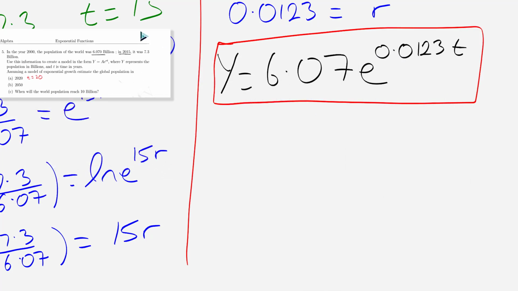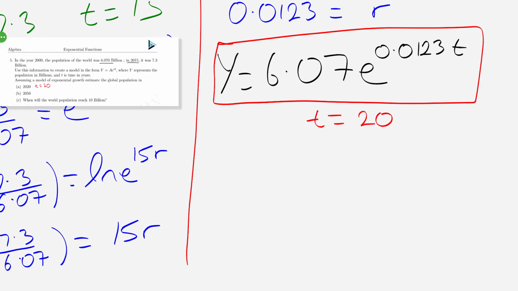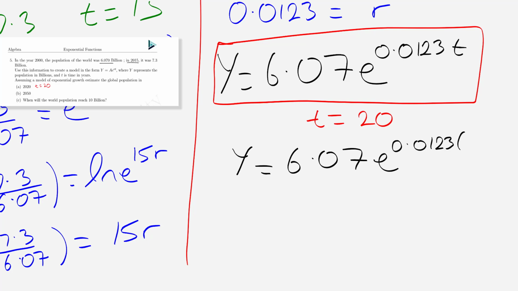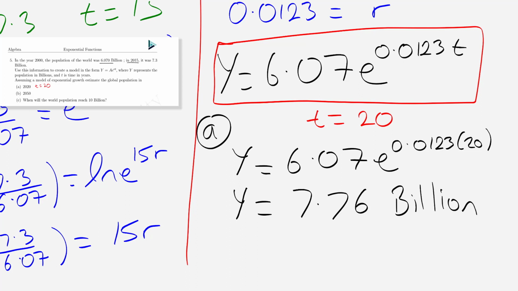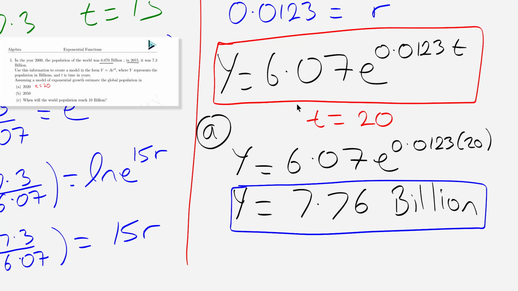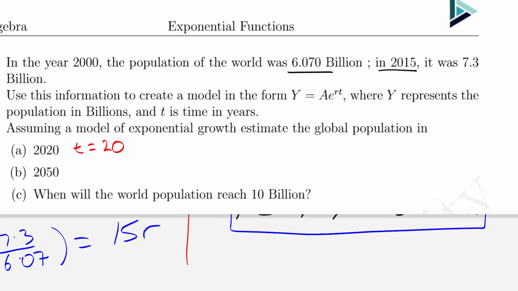Now this is fairly straightforward. We just have to fill t equals 20 into our function. So we will get y equals 6.07 e to the power of 0.0123 times 20. This is part A. And we can just type this into our calculator, and we will get y is equal to 7.76. And remember, this is in billions, so 7.76 billion will be the predicted population in the year 2020 based on this function.